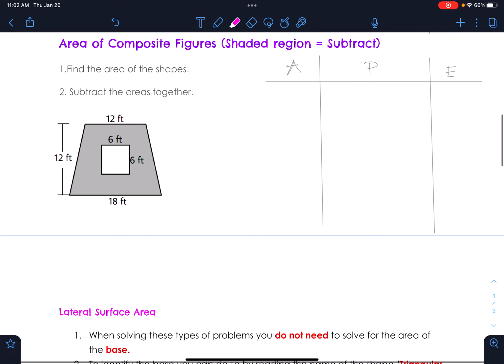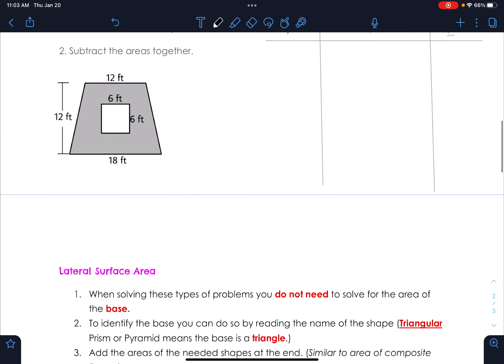We also have the other version when you are given a shaded region, just like right here. You can see how the gray is marked on the paper, and it says find the area of a shaded region. When it says shaded region, you're going to subtract. In this case, we have a trapezoid and a square. I'm trying to get my figure to look perfect, sorry.